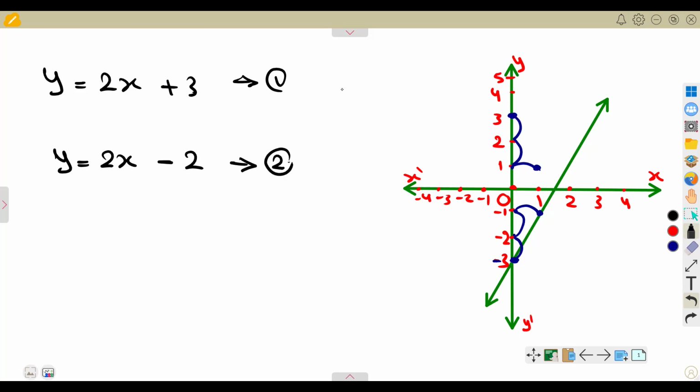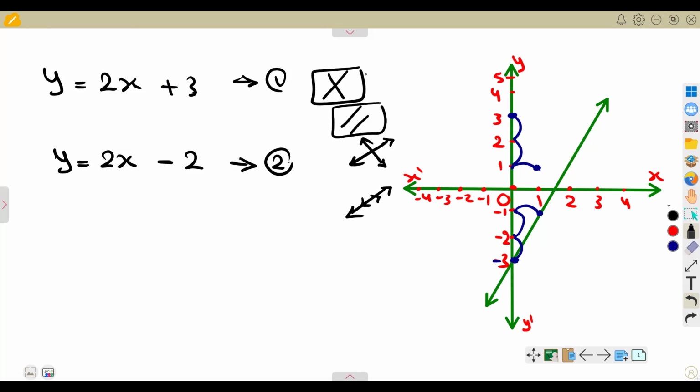These two lines are intersecting, or parallel, or perpendicular, or coincide. Do you know the meaning of coincide? They will appear as one line. Which one do these two lines represent? Parallel. It's parallel. Very good.